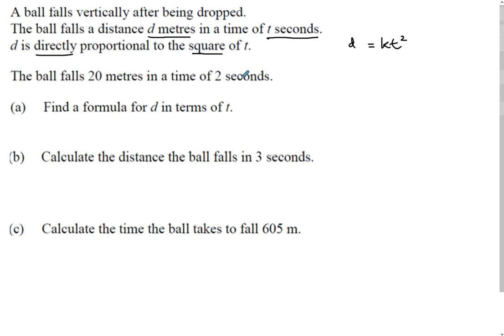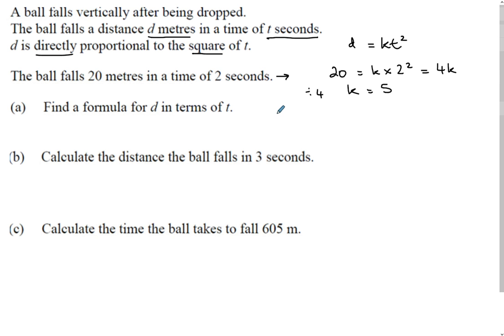Again they give you both values, so let's stick them in. We've got 20 equals k times 2 squared, which is 4k. And then of course if you divide by 4, k will be 5.